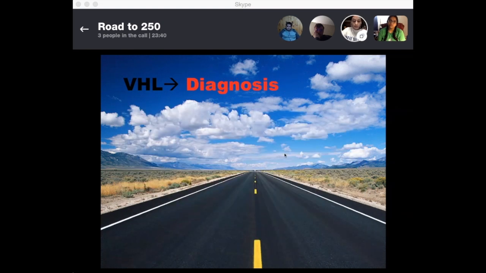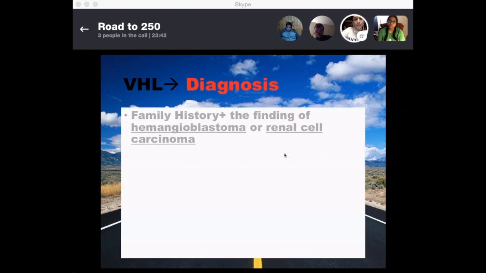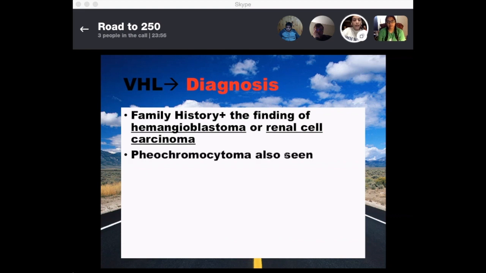In terms of diagnosis, it's pretty simple. If you have a patient who has family history, plus the finding of hemangioblastoma or renal cell carcinoma, that would pretty much solidify your diagnosis, and I'll explain why in a second. And also in these patients, you can see pheochromocytoma symptoms as well.